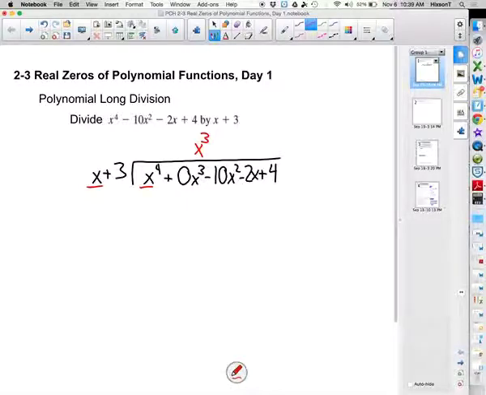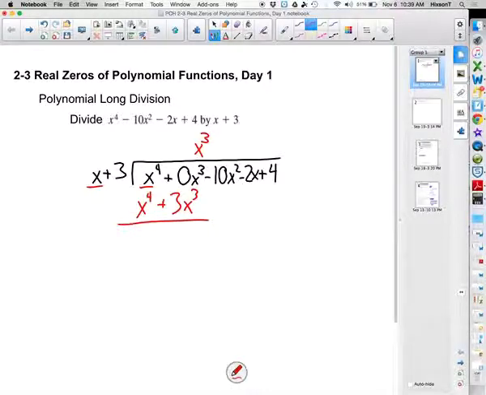Then we multiply. X to the third times x is x to the fourth. X to the third times 3 is a plus 3x to the third. Notice here's why we needed to put in that placeholder of 0x cubed. Because just because our original polynomial didn't have one doesn't mean that we won't run into them somewhere in the problem. Okay?